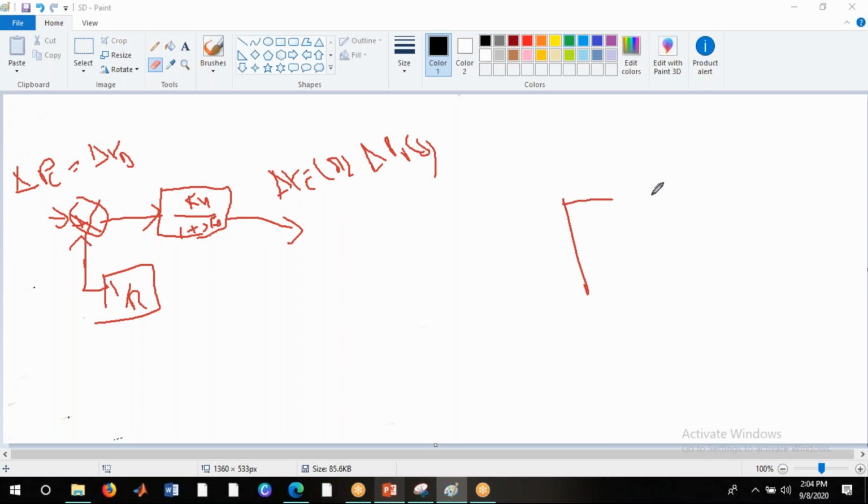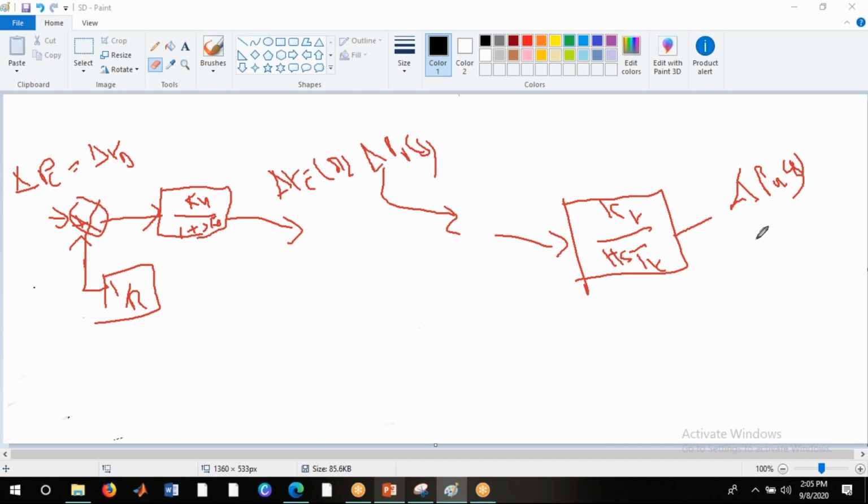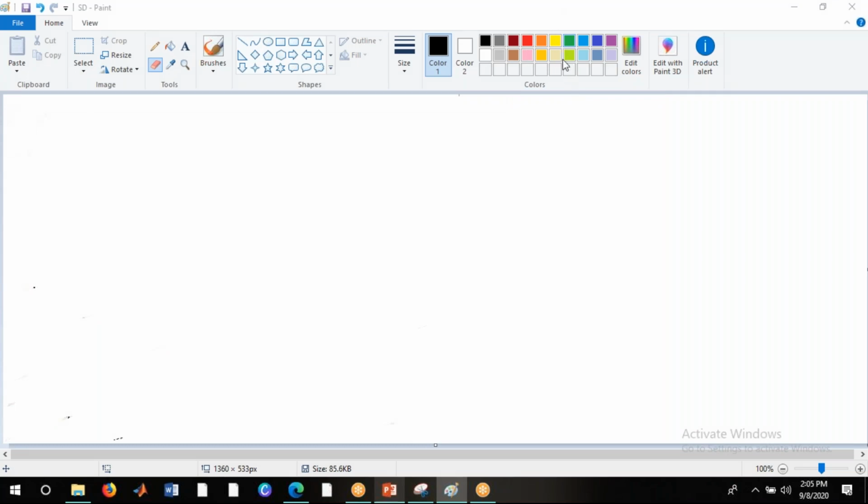Next, the turbine model is Kt divided by 1 plus sTt, and its input is this one, and the output is delta Pg of s. This is the value which is given to the generator. Now, from this equation we can make the block diagram.